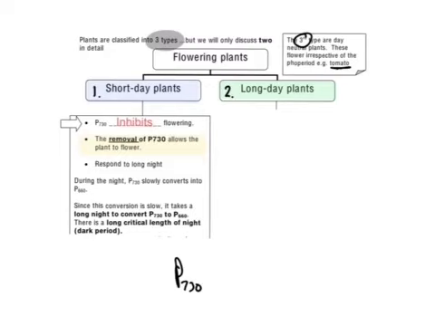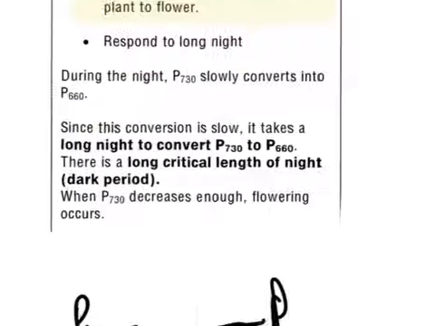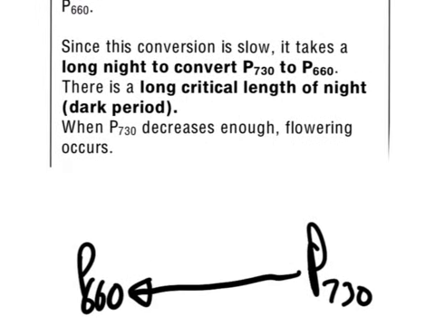So our diagram looks like this, or it did if it was in pen. P730 is over here, P660 is over here, and they need a long night to remove this. Remember, it's the removal of the P730 that makes it flower. It is not, I repeat, it is not anything to do with P660. It's all to do with P730. So the key point is, when P730 decreases enough, flowering occurs.